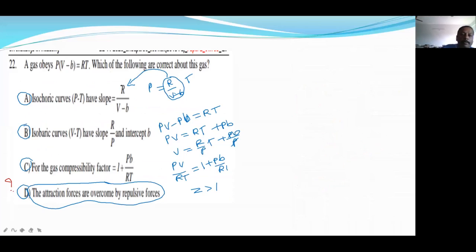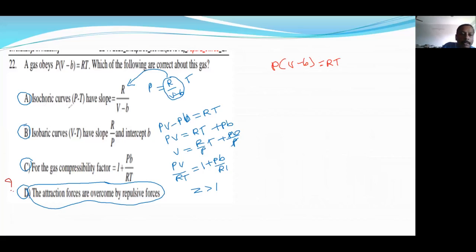Next slide is about the very important chapters, especially states of matter, chemical kinetics and surface chemistry. These are the chapters where you should be able to convert the sentences or equation into the graph form. Here it is given P into (V minus b) is equal to RT.